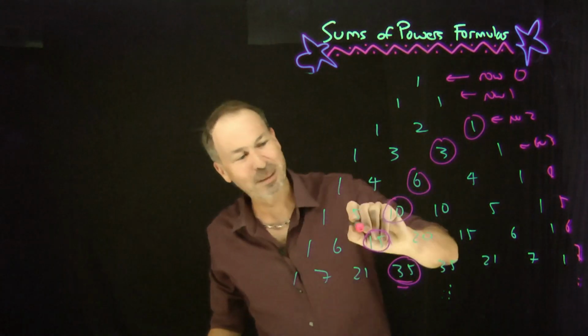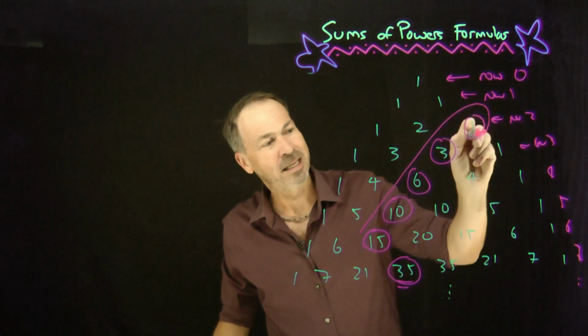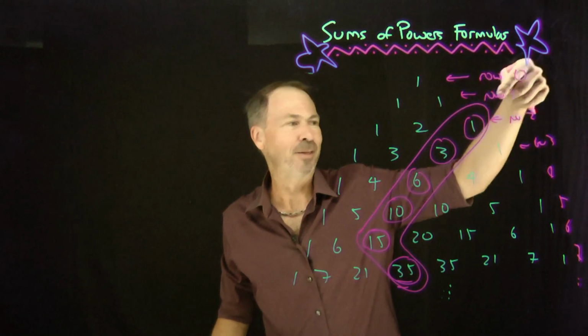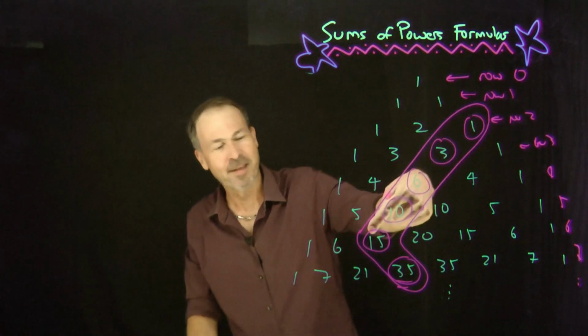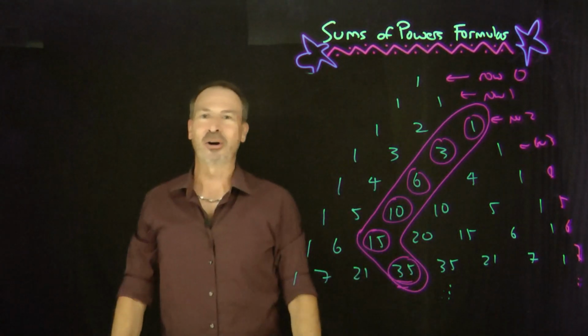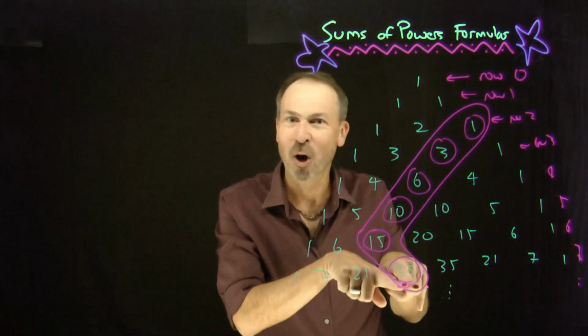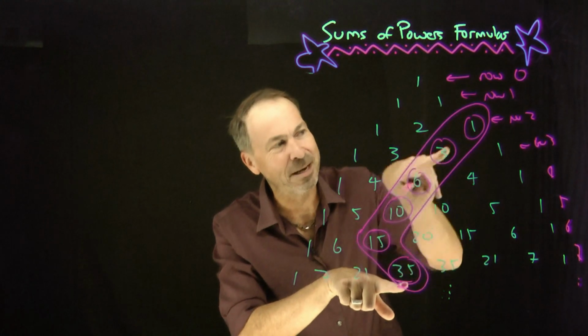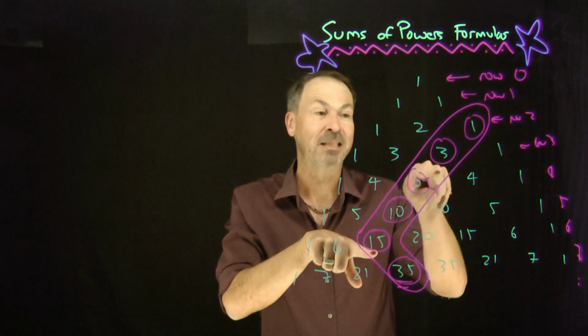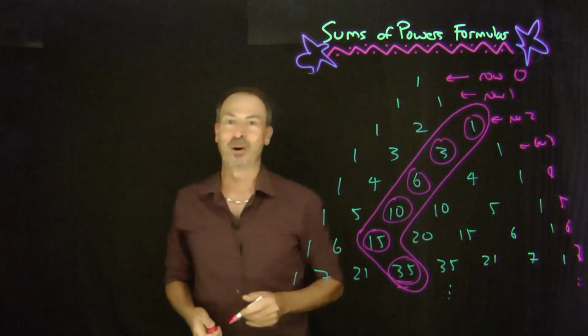And people call this property the hockey stick property or the stocking property. Choose a 1 on the diagonal, come in along for a while, and after a while, turn a quick 90 degrees downwards, and you've got the shape of a hockey stick or a stocking. And it turns out the number in the toe of the stocking is exactly the sum of the numbers in the leg of the stocking. 35 does indeed equal 15 plus 10 plus 6 plus 3 plus 1 by that addition property of the triangle.